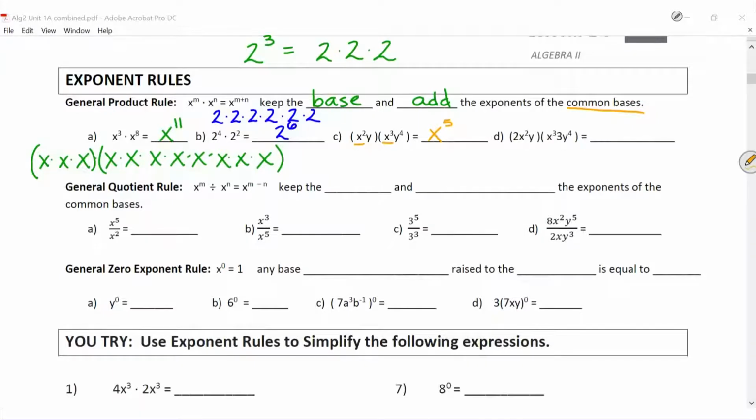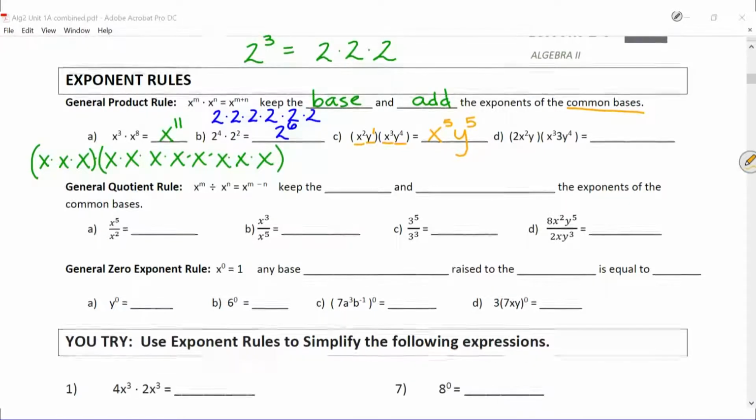Now for y, I have y times y to the fourth. So I have the common base, and it's not written, but I really have one y. So y times y to the fourth is the common base of y. Now, how many y's do I have? Well, I had 1 and then 4 more. So in total, I had 5 y's.